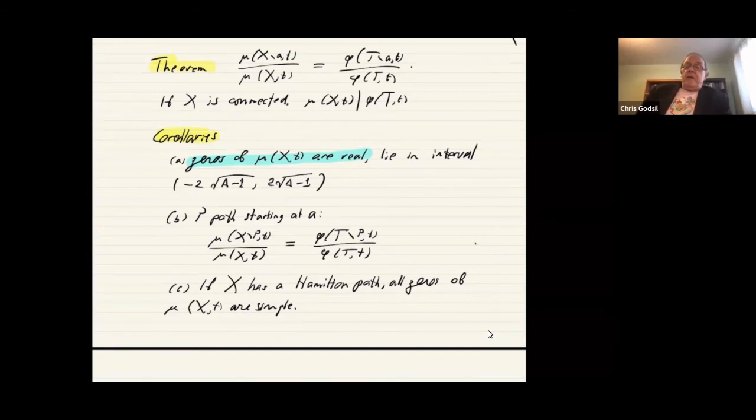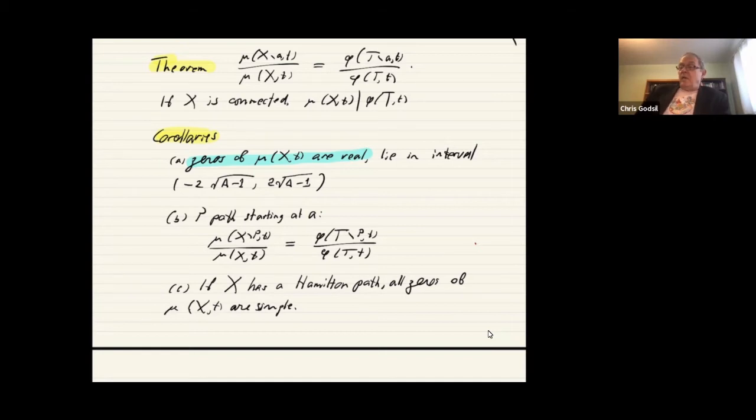Okay, so now let's be greedy and take P to be a Hamilton path. Then x drop P is the empty graph, and so mu of that is just 1. And so you get that 1 over the matching polynomial is a rational function with only simple poles. And so you've proved that if the graph has a Hamilton path, all the zeros of the matching polynomial are simple.